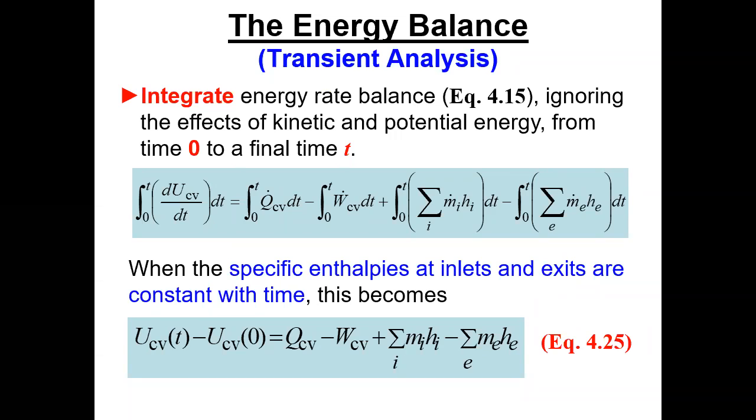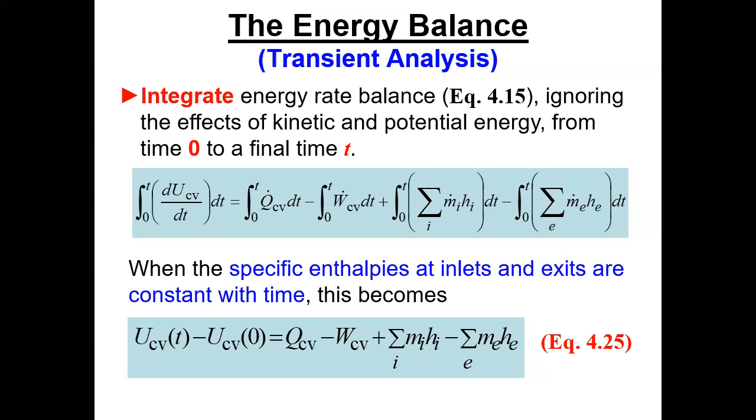So the transient term, the integral from 0 to t of dU_CV/dt times dt, just integrates into the total internal energy of the control volume at t minus the total internal energy of the control volume at 0, when we started the problem. Q_CV is the net heat transfer, minus W_CV, the total work affecting the control volume over that time interval, and then the summation. Instead of just masses, now we're going to multiply them by the enthalpies. So the mass at inlet I, the amount of mass that came in, times the enthalpy.